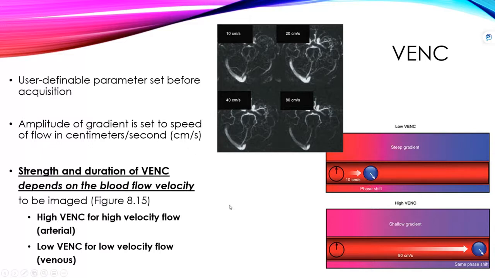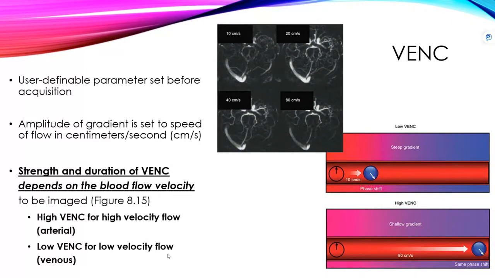It's measured in centimeters per second. So high VENC for the high velocity flow and low VENC for the low velocity flow. What we're trying to do is catch the spins based on how fast they're moving so that we can then apply the gradient to them, okay?